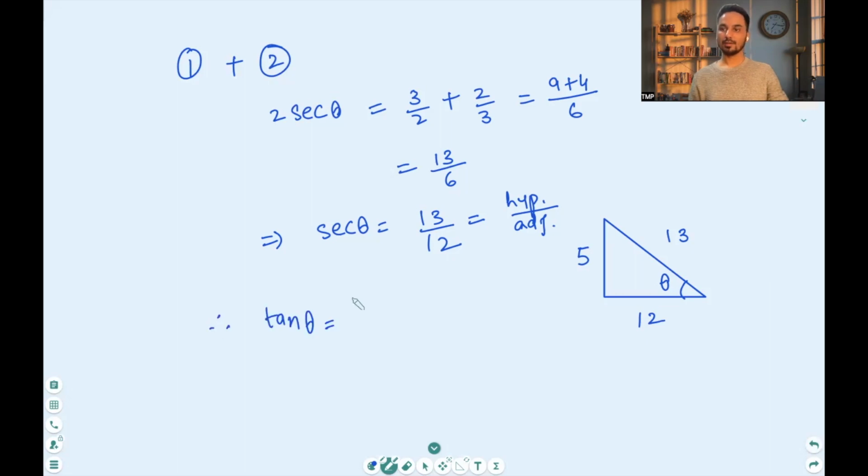And we know that tan theta is equal to opposite over adjacent. So you have 5 over 12. And sine theta is equal to opposite over hypotenuse. So you have 5 over 13. And there you have it.